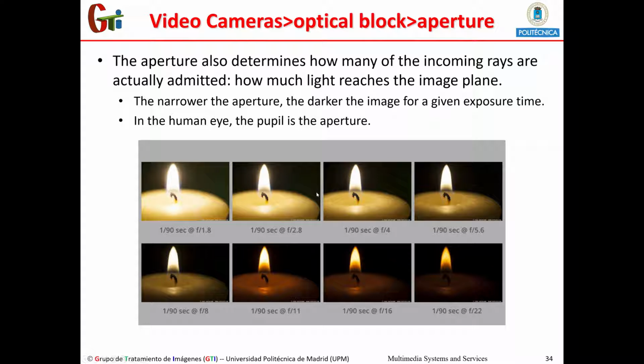In the case of the human being, this modulation of the incoming light is accomplished by the pupils.